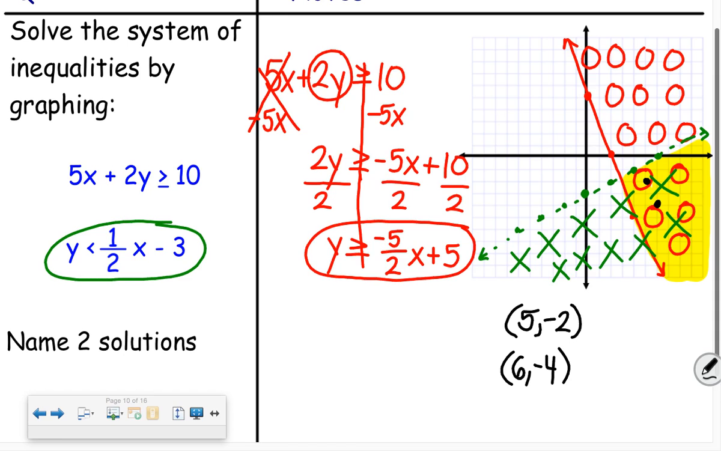Now remember that you can pick any 2 ordered pairs you want. Also remember that any ordered pairs on your dashed line are not a solution, and any ordered pairs on your solid line are a solution. So for example, this would be a solution, but these 2 would not.